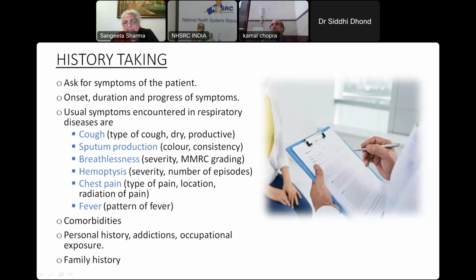Fever, the pattern of fever leads to some diagnosis. Typically in pulmonary tuberculosis, we get an evening rise of temperature. In pneumonia, it is usually a high grade fever. Comorbidities like diabetes, HIV, underlying COPD over which acute exacerbation can occur. Personal history is very important to ask about addictions like smoking, drug use, and occupational exposure, because pneumoconiosis and many other occupations lead to respiratory diseases. This is important whenever there is an allergic or hypersensitivity reaction which runs in the family.